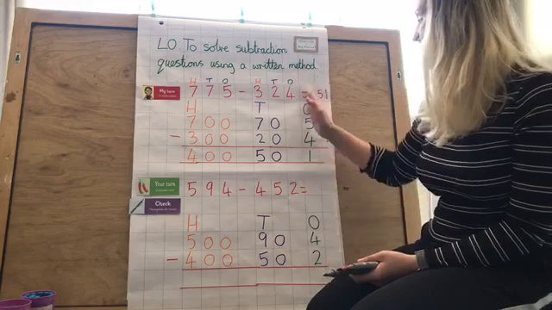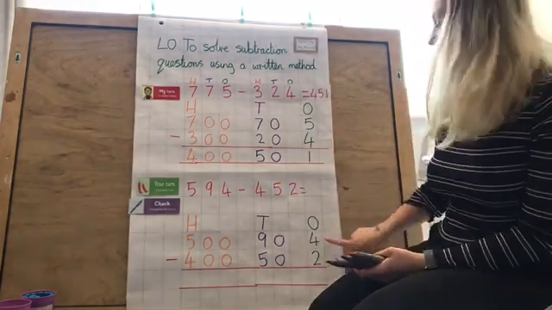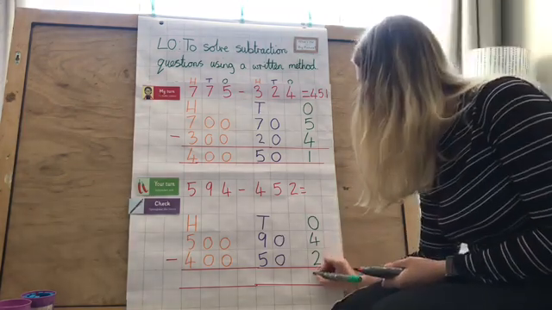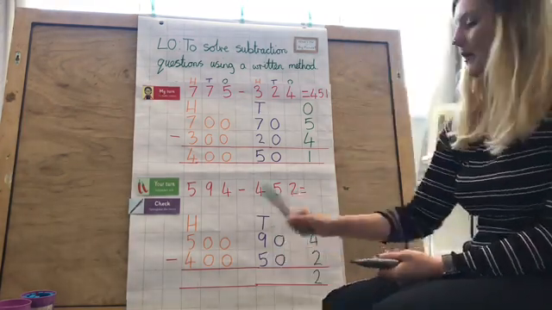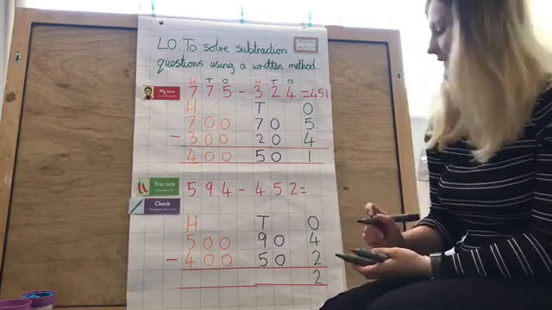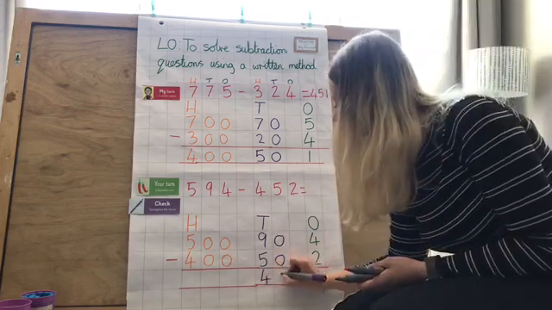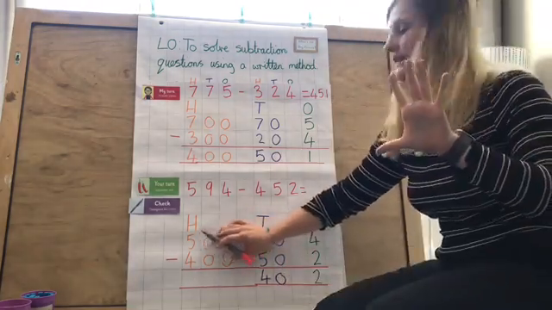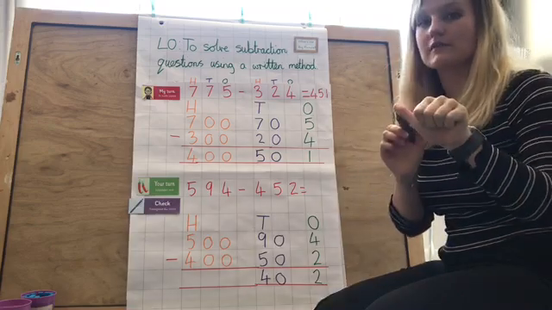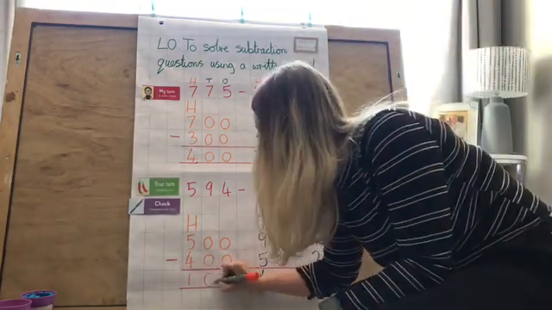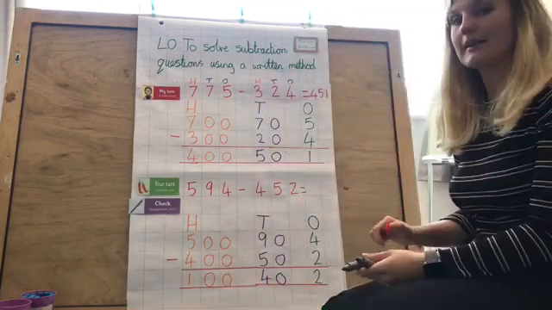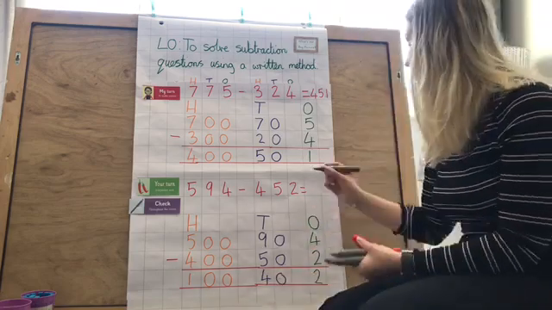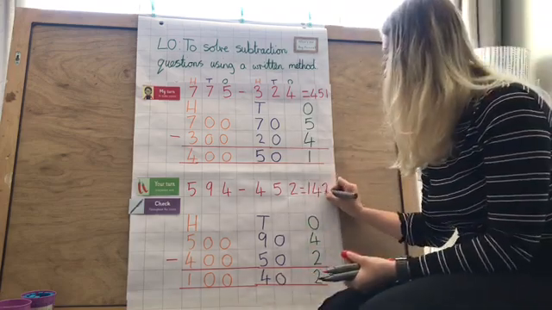So remember, we always start at the ones. So here I've got 4, take away 2. Well done, that is 2. 90, take away 50, that's 40, well done. And my hundreds, I've got 500s, take away 400s, 100 left. Then when I put my number back together, I've got 142. So that right there is my answer.